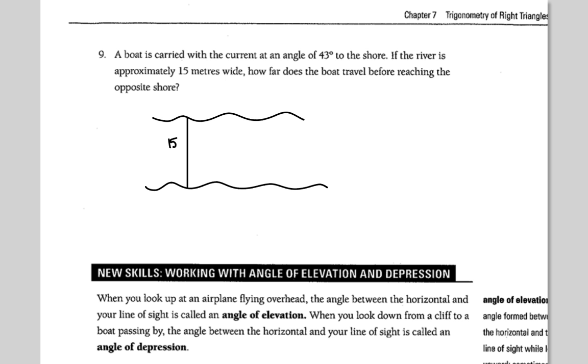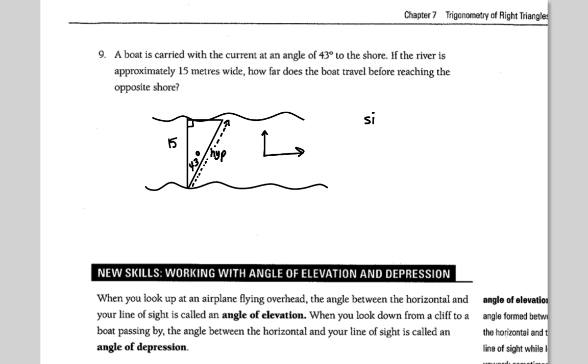And it says a boat is carried at an angle of 43 degrees to the shore. So the boat must waver off its intended direction, and you get a right angle triangle like that. This must be the 43 degrees. And they're asking for the hypotenuse, because the boat would travel like that. That's the boat traveling, because the current is probably pushing it across. The boat thinks it's traveling up and down, but the current pushes it to the right.